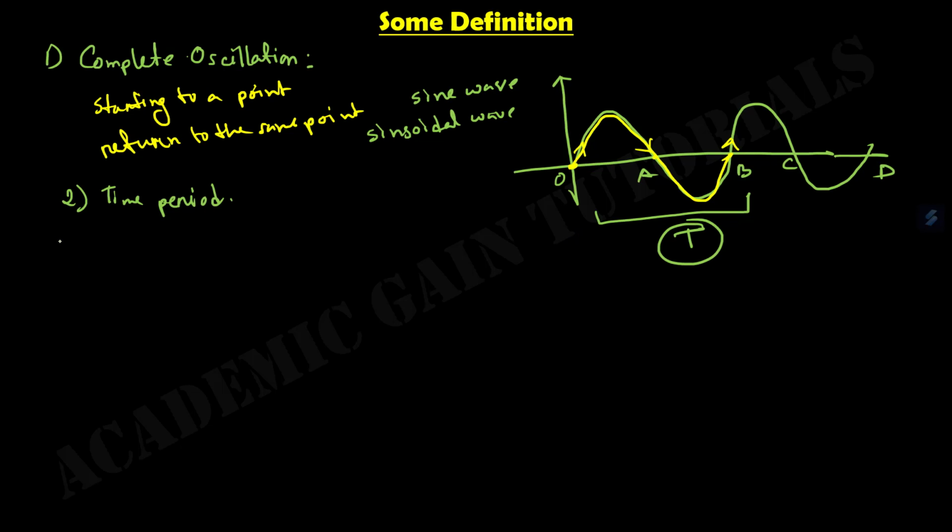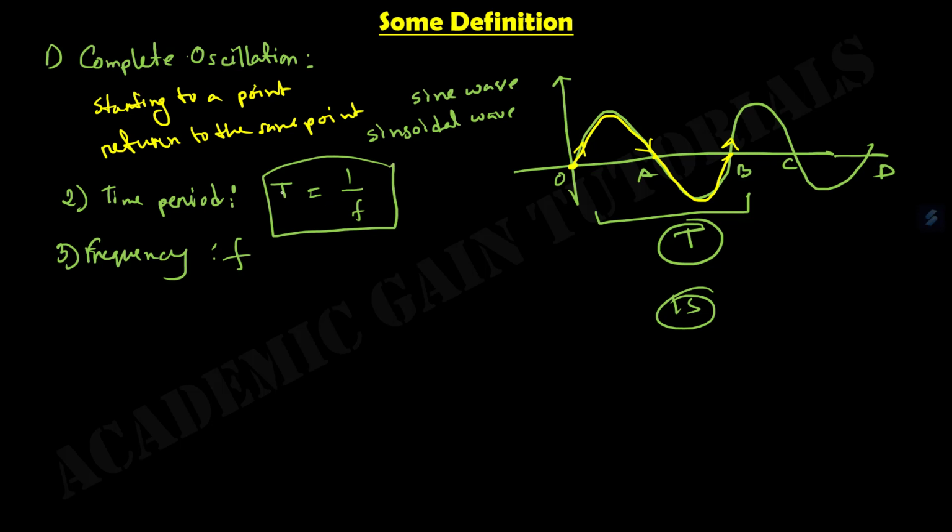Then another term is frequency. Frequency is the number of oscillations completed by a particle in 1 second, and it is denoted by F. In 1 second, how many oscillations are done is known as frequency. There is a relation between time period and frequency: T is equal to 1 by F. So this is an inverse relation between time period and frequency. Okay, I have understood this.